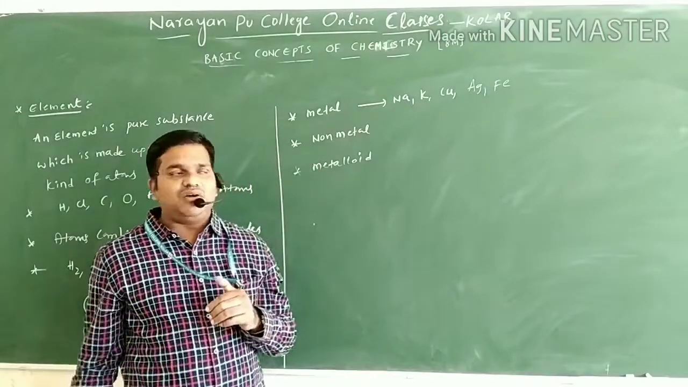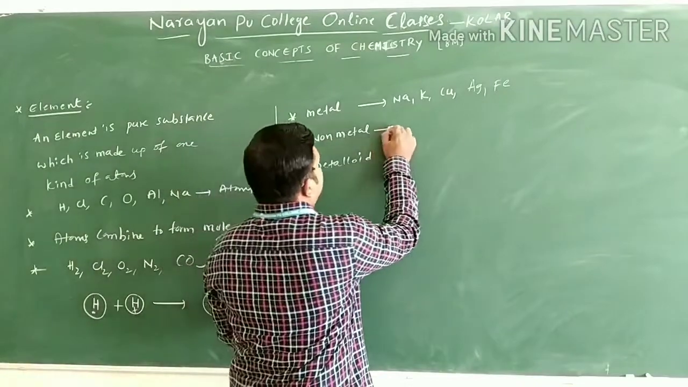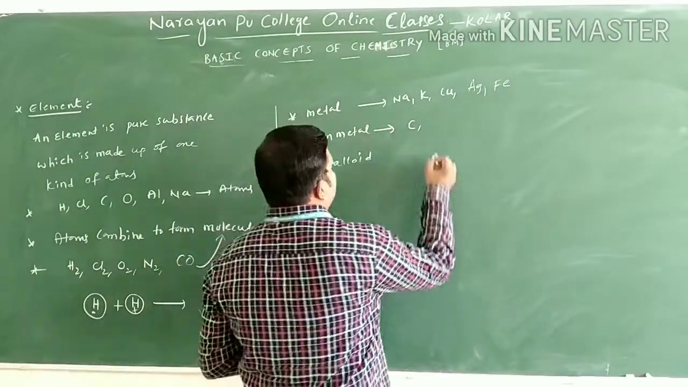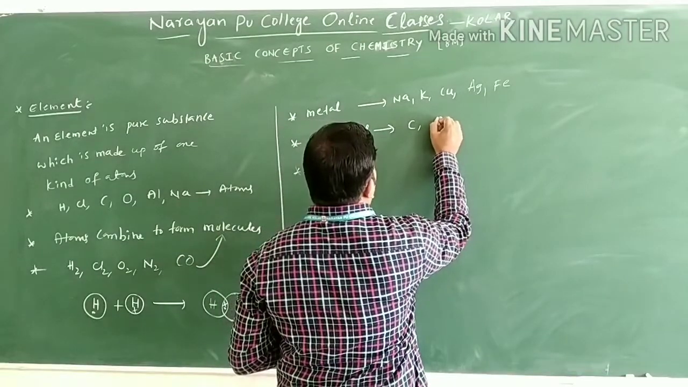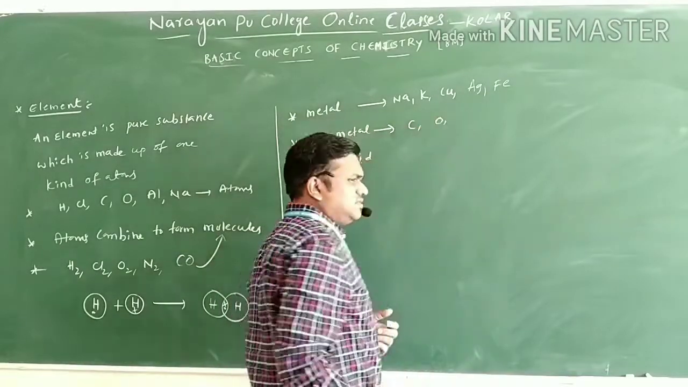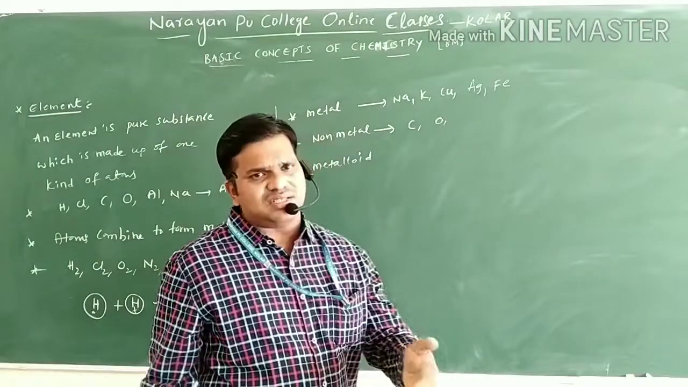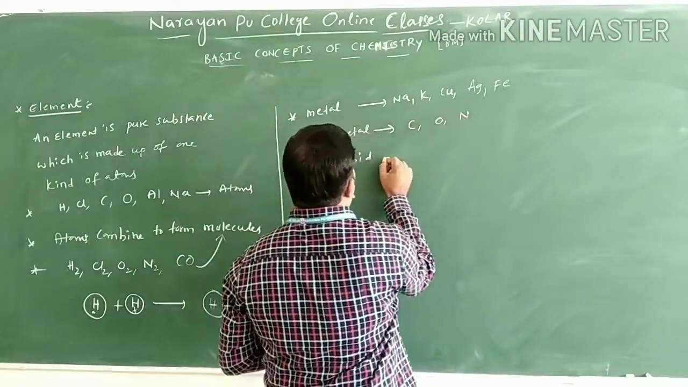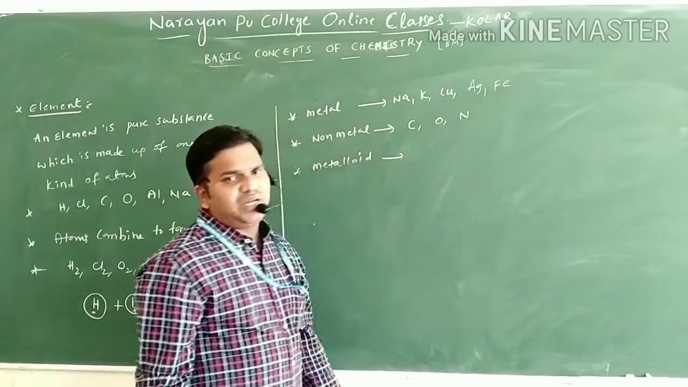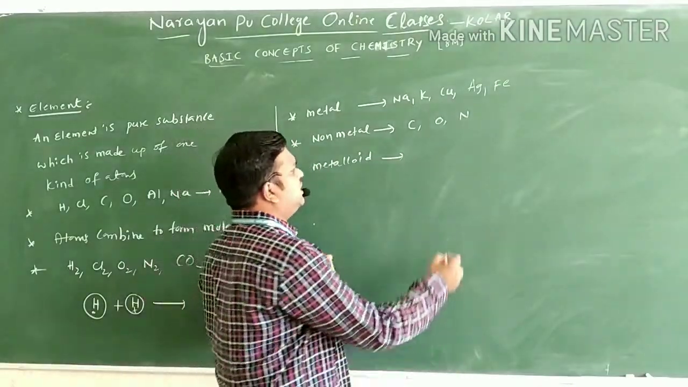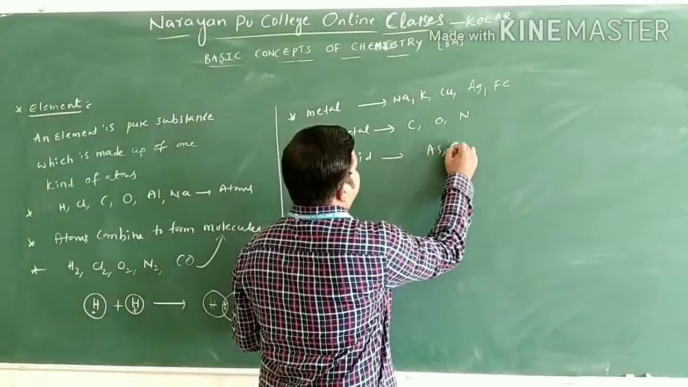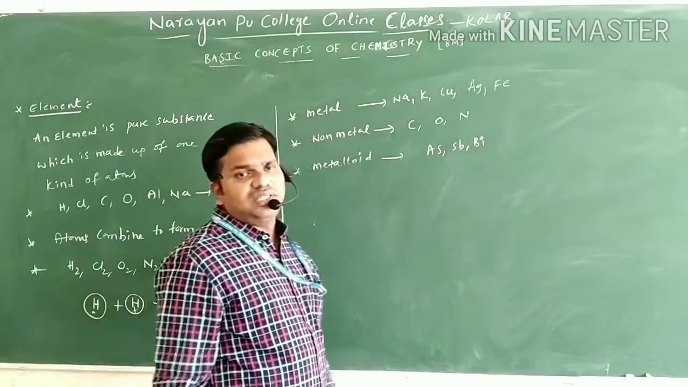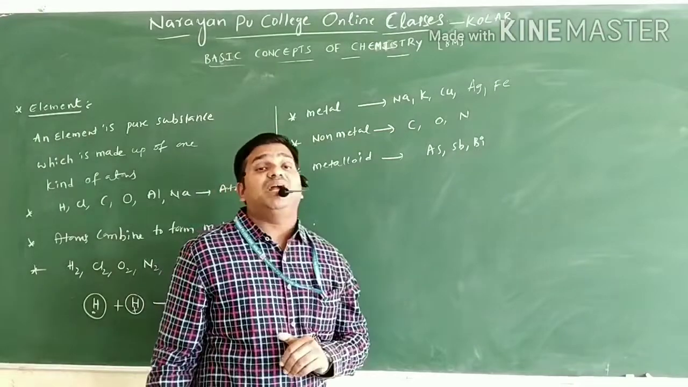Come to the next one, we have non-metals. You can take carbon, oxygen, nitrogen. Like this, you can take different types of non-metals. So what are metalloids here? You can take arsenic, antimony, bismuth. All these are examples of metalloids.